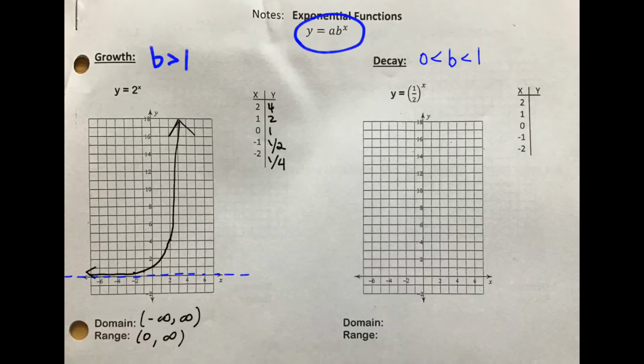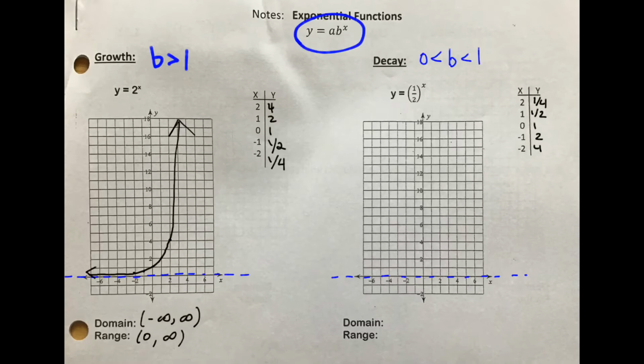So for example, if I plug in these x's, if I plug in 2 for x, 1/2 to the second power is 1/4. 1/2 to the first power is 1/2. 1/2 to the 0 power is 1. 1/2 to the -1 is going to flip it and make it a 2. 1/2 to the -2 is going to make it a 4. Again, in this case, if I kept going in the positive x direction, so if I went to 3, 4, 5, the fraction would keep getting smaller. So my asymptote is still at 0, so it's not going to cross 0.